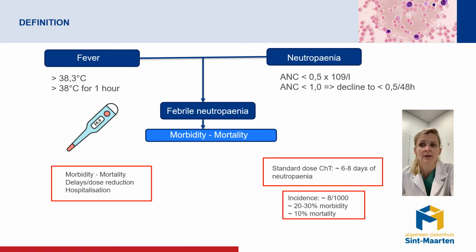complications of cancer chemotherapy. It's a major cause of morbidity. It results in delays of the therapy, in the need of dose reduction, in hospitalization, contact with caregivers, and unfortunately, it still results in a significant mortality. Most chemotherapy regimens are associated with 6 to 8 days of neutropenia. The incidence is 8 cases per 1,000. The morbidity is around 20 to 30%, so it's significant. The mortality is around 10%, so very significant.